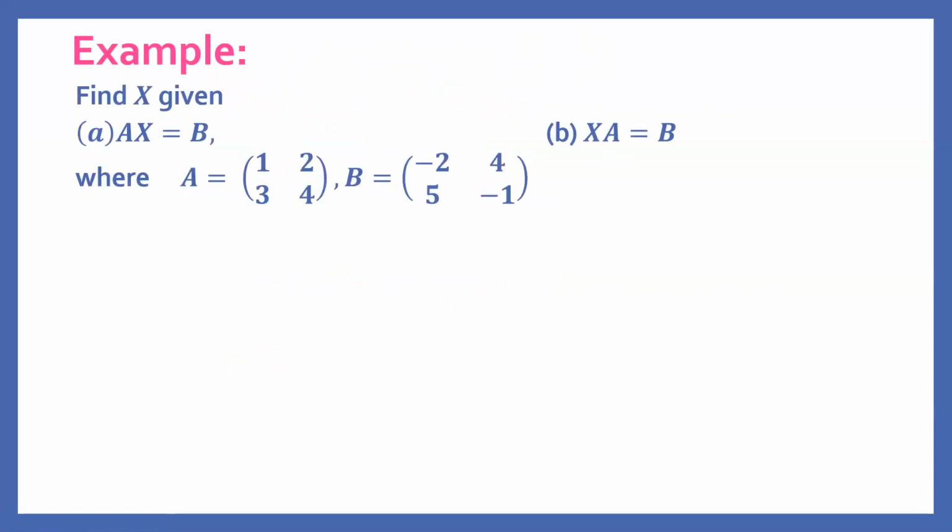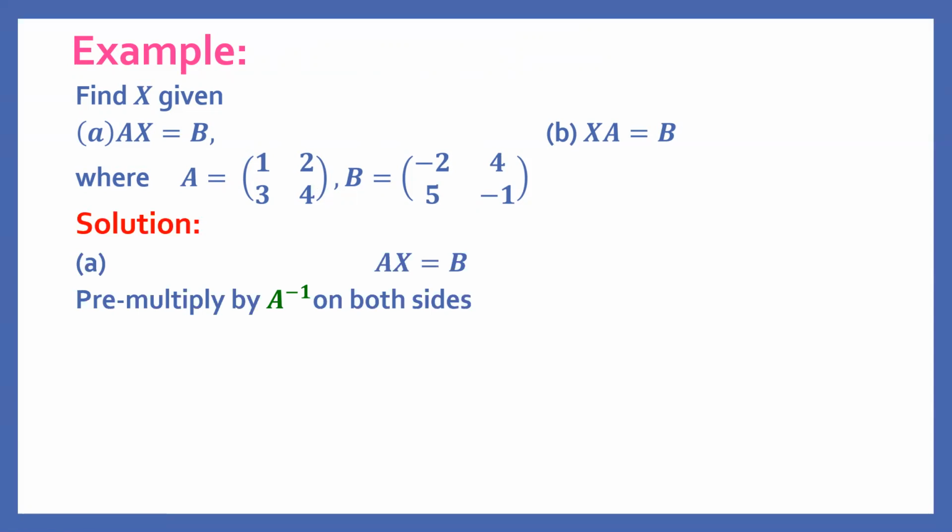Now let us look at this example. Find X given part A, AX equal to B, part B, XA equal to B, where A and B have been given here. So part A, AX equal to B. I need to find the matrix X. What I'm going to do here, I'm going to pre-multiply. Pre-multiply means you multiply in front by A inverse on both sides. I pre-multiply by A inverse on both sides.